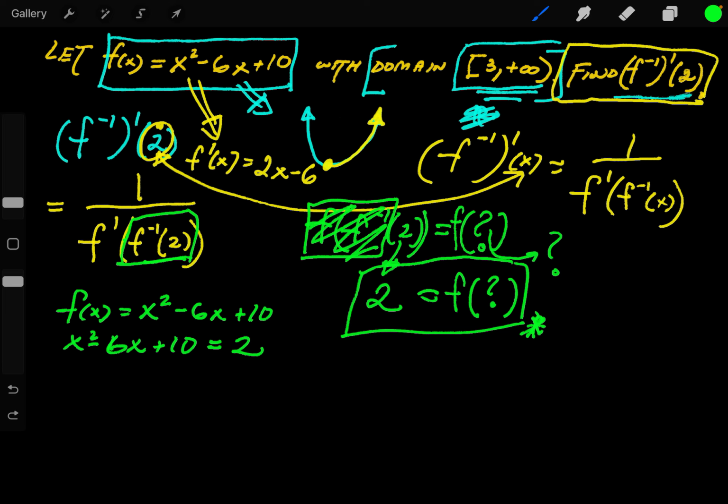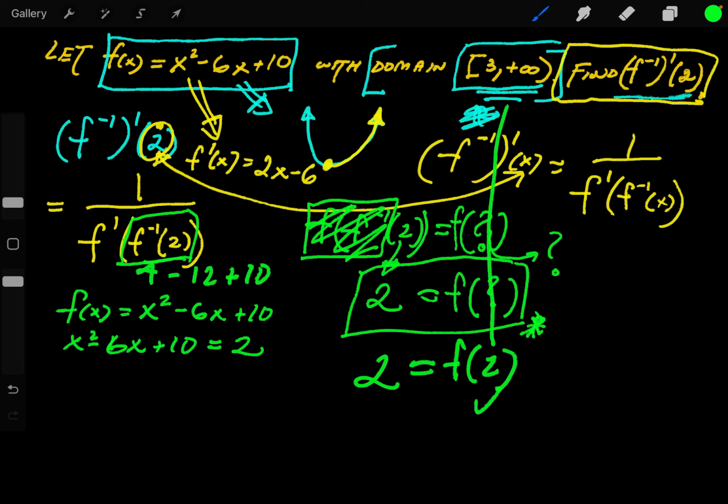Well, let's try 2 and let's see. So f of 2. Does that give me 2? 2 squared is 4 minus 12 plus 10. 4 minus 12 is negative 8 plus 10 is 2. So 2 is my answer. And that would be a mistake. I made this mistake myself because I forgot that the domain does not include 2. So I can't plug in anything less than 3 that's going to get me 2.